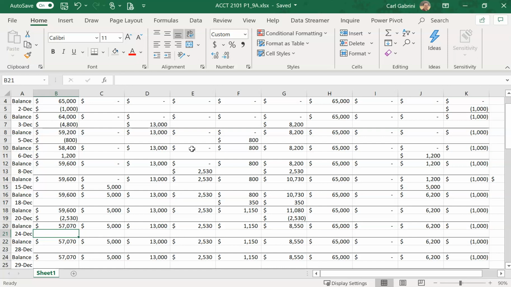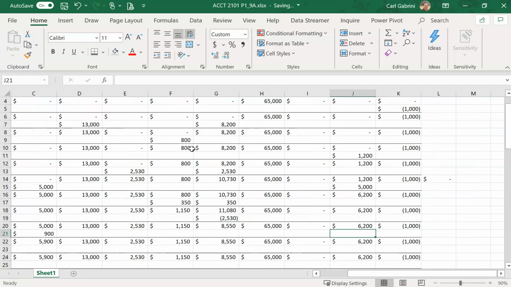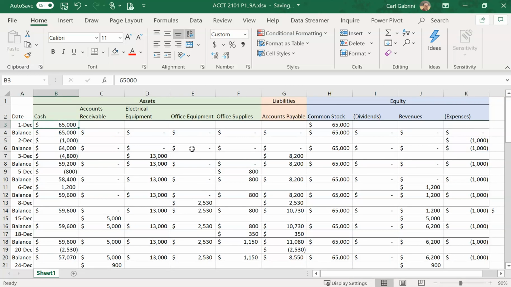Okay, so they billed $900. So for December 24th, we show an increase in the receivable for $900, and then we come across to revenue, $900. Okay. When these disappear, I hope you guys know that you can do the freeze.